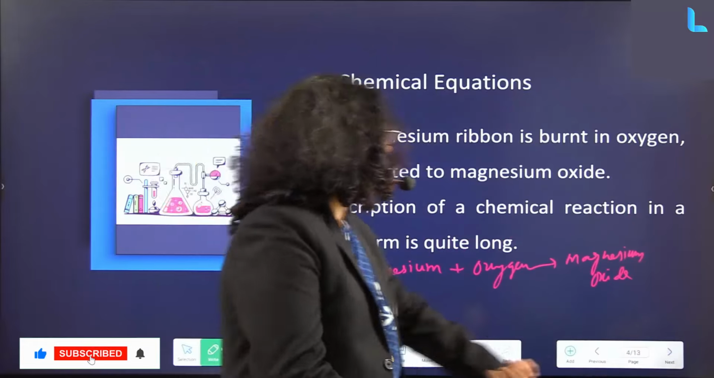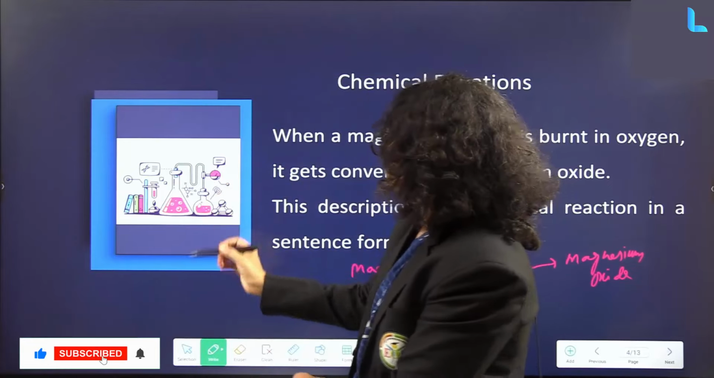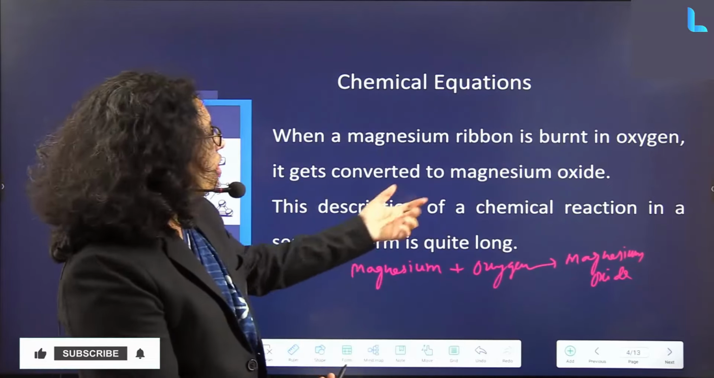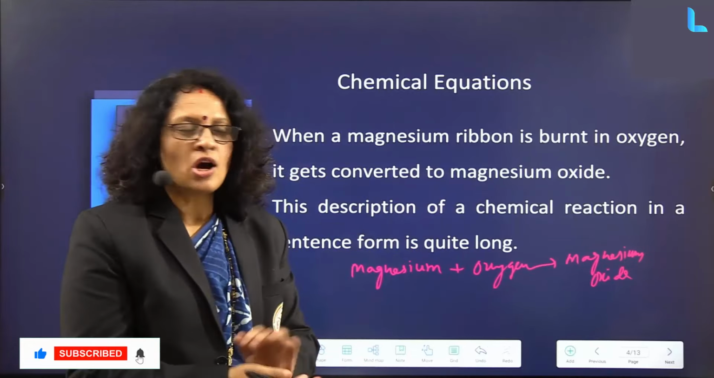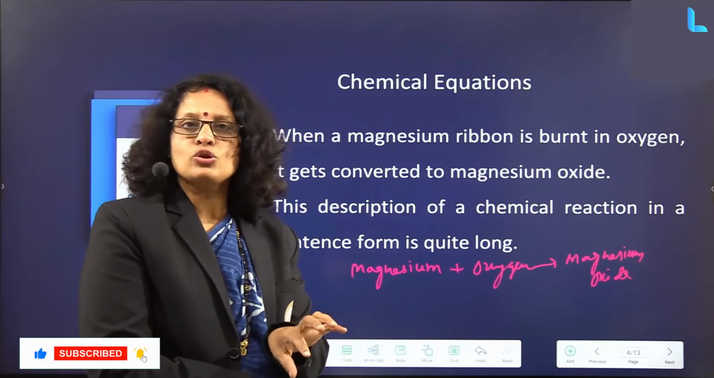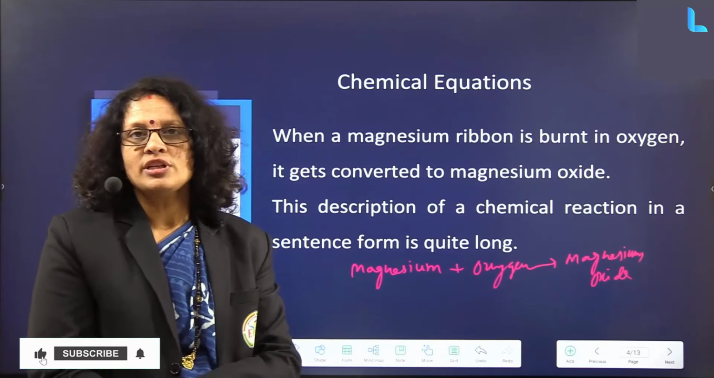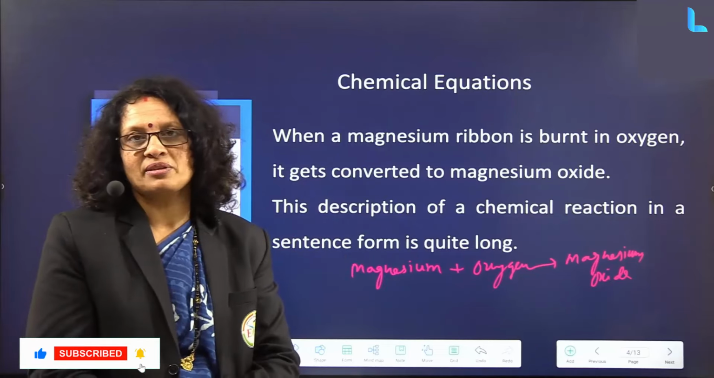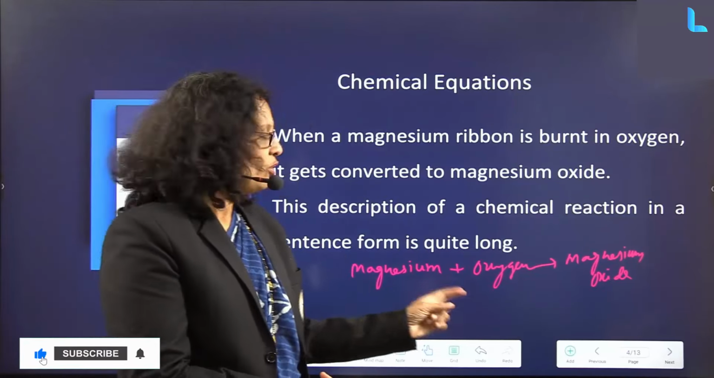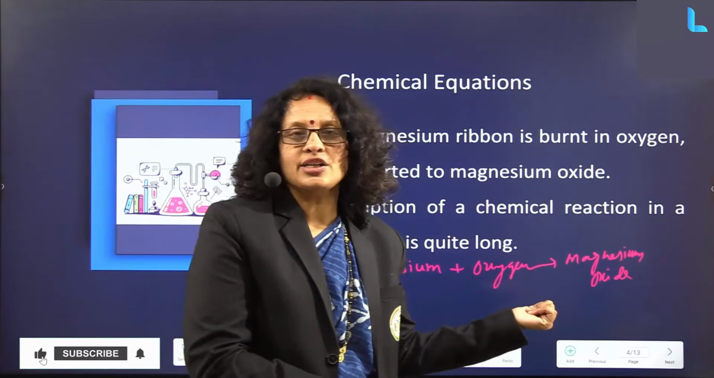Let's see here. When a magnesium ribbon is burned in oxygen and converted to magnesium oxide, this description of a chemical reaction, if we write it in sentence form, is too long; it takes one paragraph. But in one equation we can complete it, self-explanatory. Magnesium plus oxygen gives, with an arrow indicating gives, magnesium oxide. So this complete paragraph can come into one line, one equation.